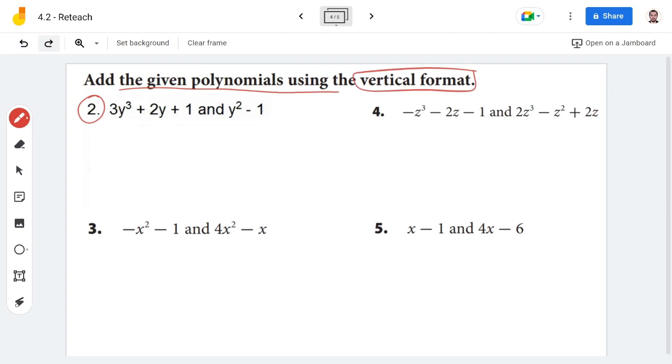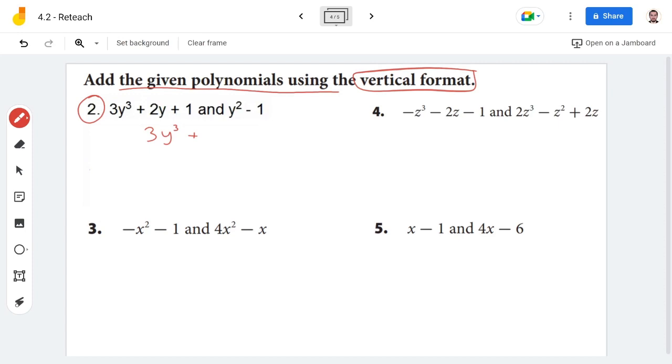Maybe some of you like to use the vertical, it's easier. Maybe some of you like horizontal. So you can use whatever you like, except if the question mentions which way you have to use. Now let's start with this. As you can see here, let's reorder 3y to the power of 3 plus.